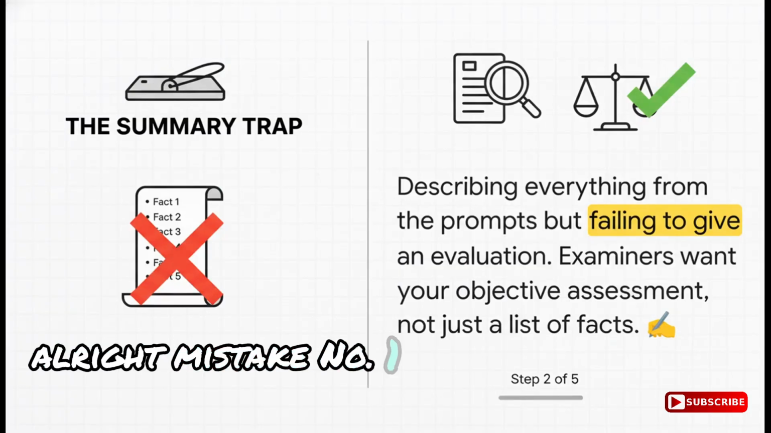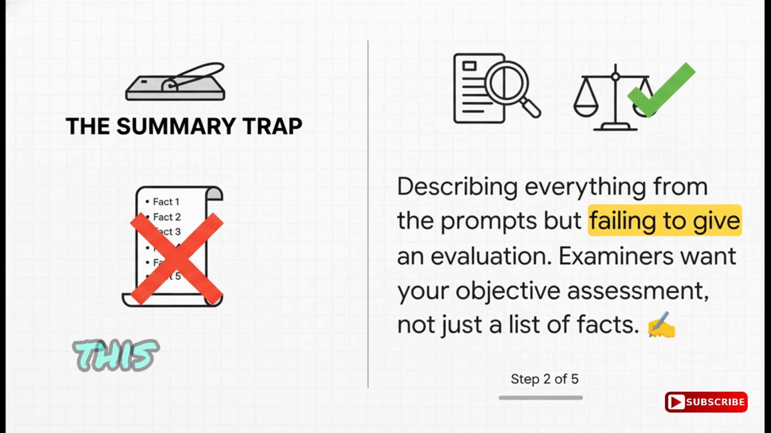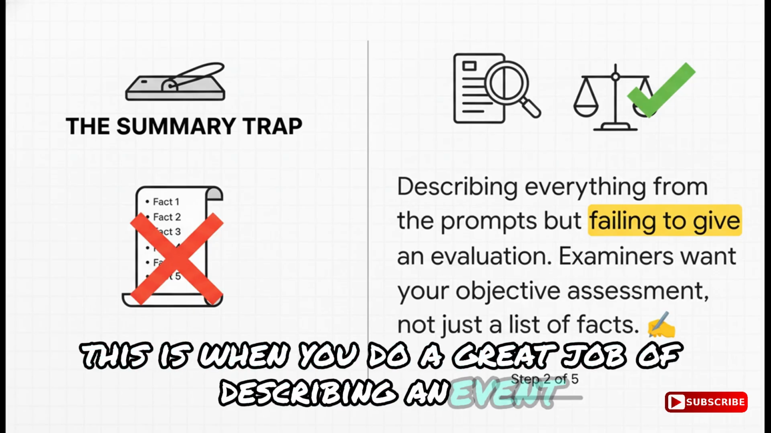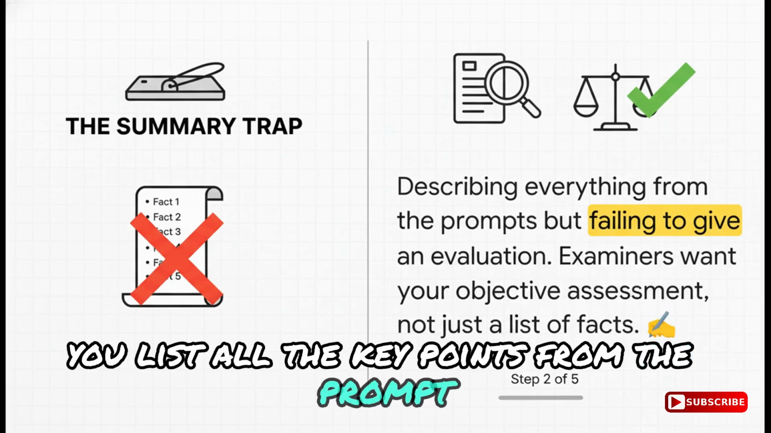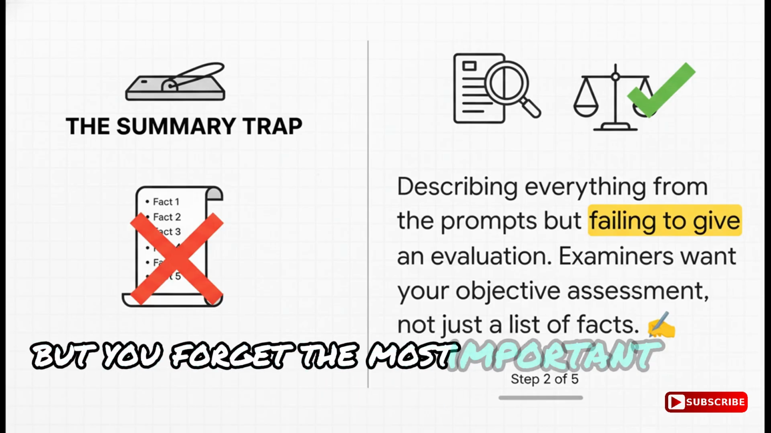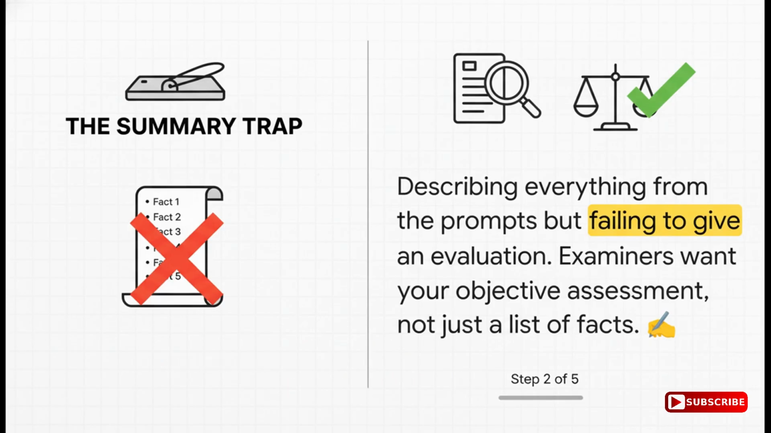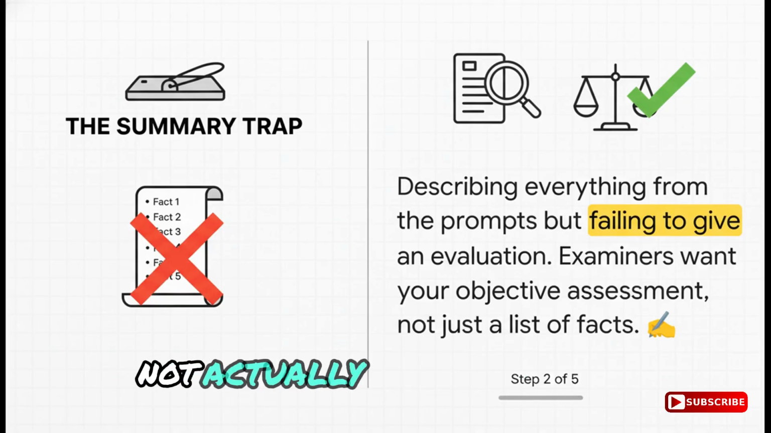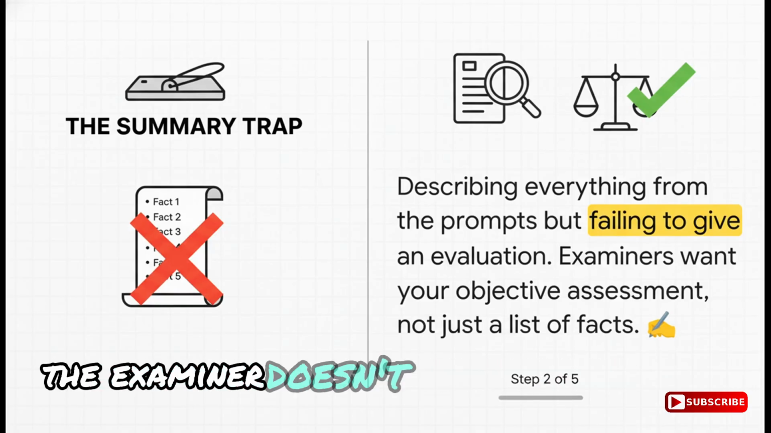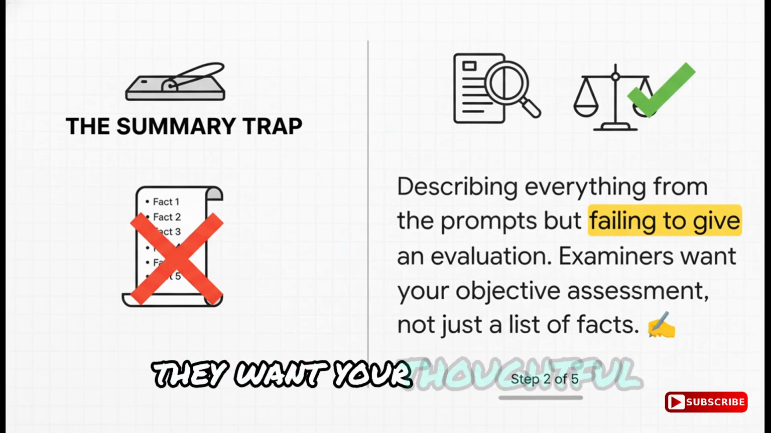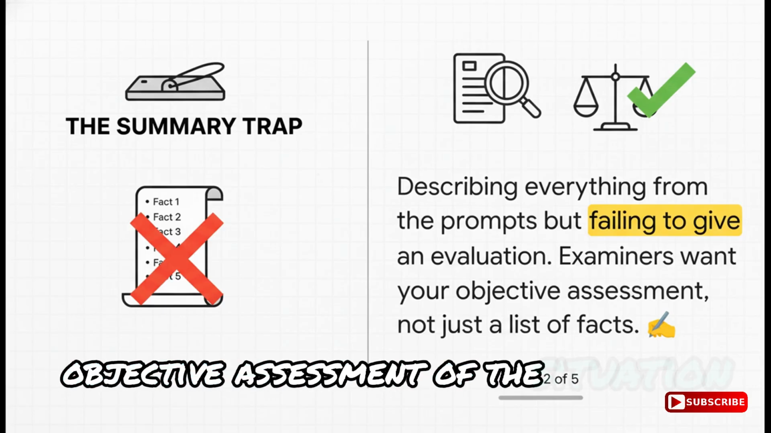All right, mistake number 1 is what I call the summary trap. This is when you do a great job of describing an event, you list all the key points from the prompt, but you forget the most important part, evaluation. You're just reporting facts, not actually analyzing them. The examiner doesn't want a simple list, they want your thoughtful, objective assessment of the situation.